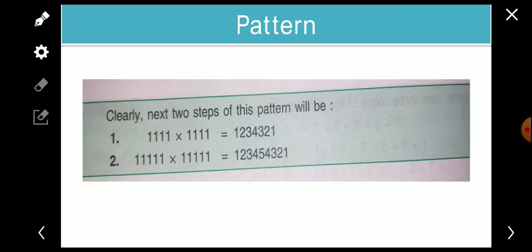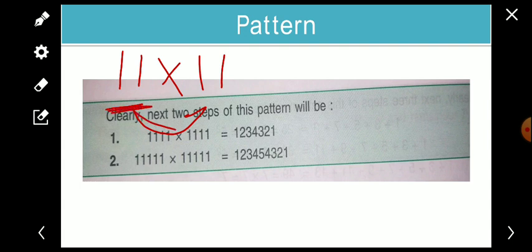Now in this pattern you see numbers that contain only 1, like 11, 111, 1111. We'll multiply the same number by itself. Suppose that you are going to multiply 11 into 11. So that type of number we will take, and multiply that number by itself. Then what will you get? If you multiply 11 into 11, you will get 121.